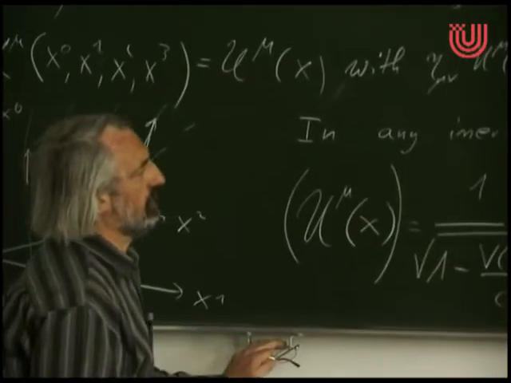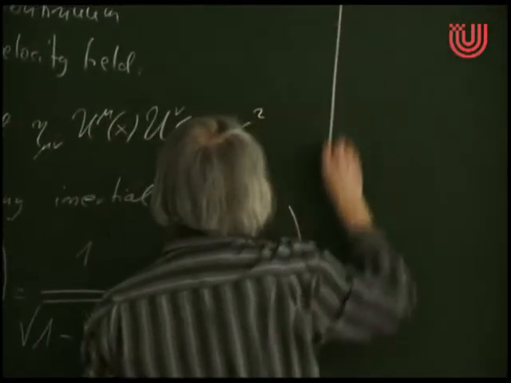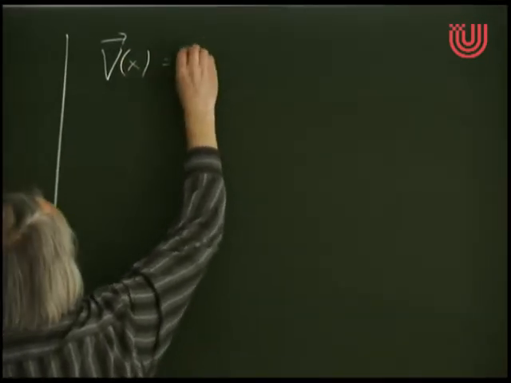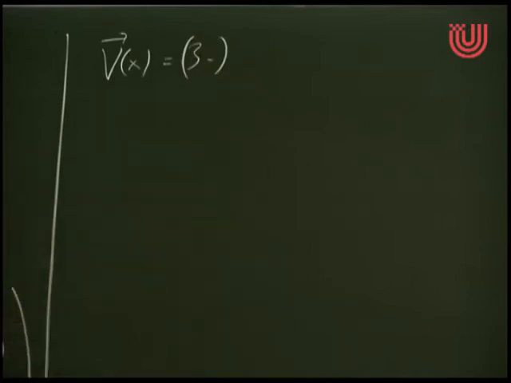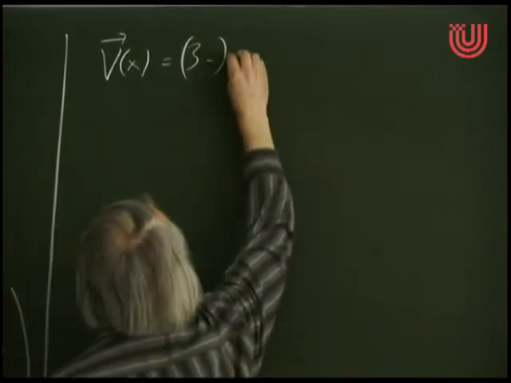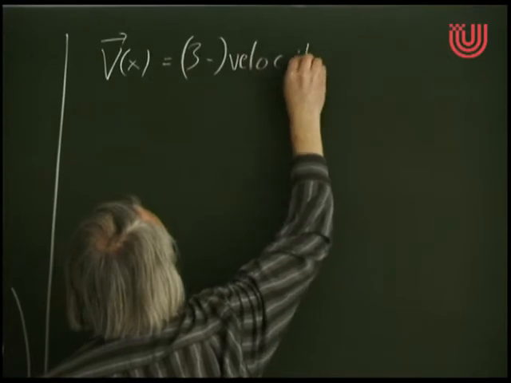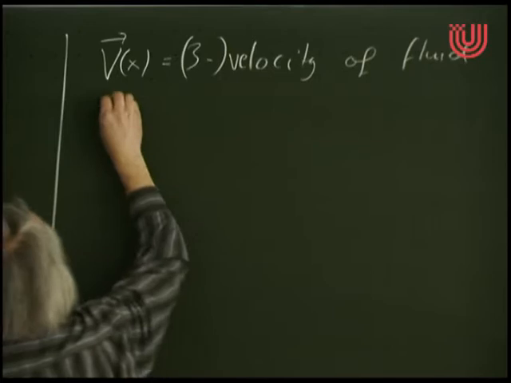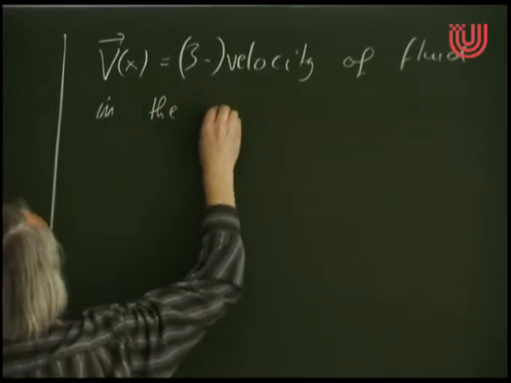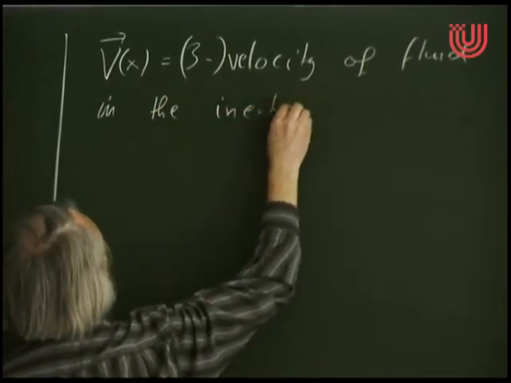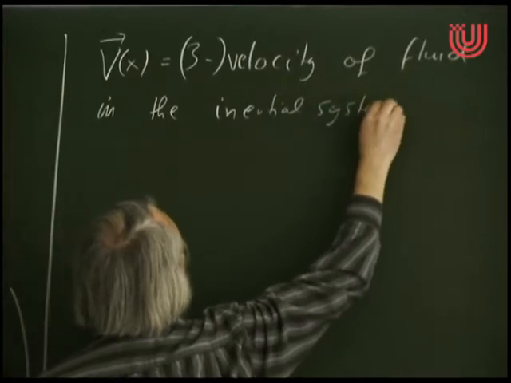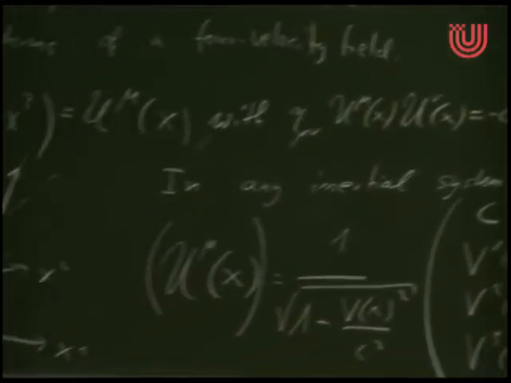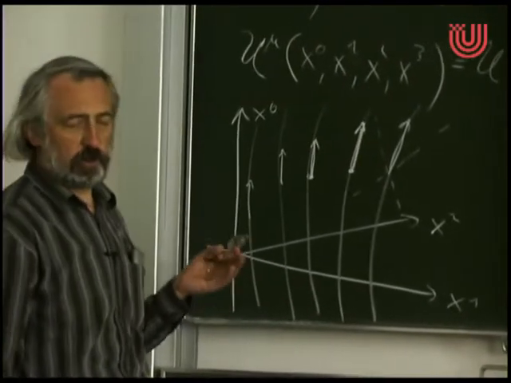So maybe I should write this down. So v of x is a 3 velocity. If you just say velocity, then you mean the 3 velocity of the fluid in the inertial system. Of course, this changes from inertial system to inertial system. I can make this v equal to 0 at any one point, but usually only at one point.